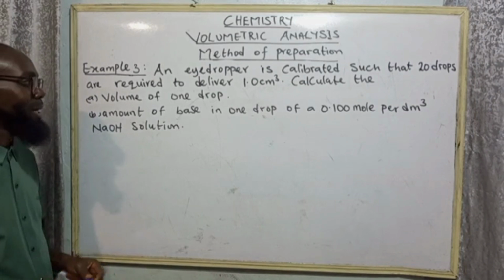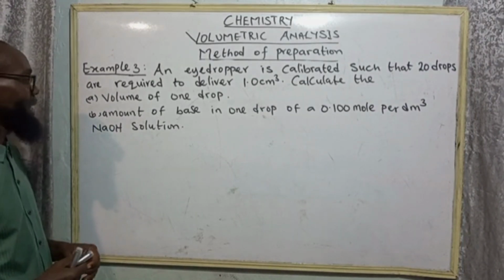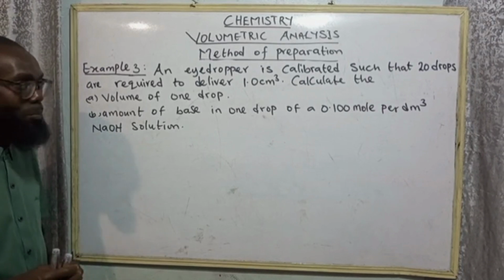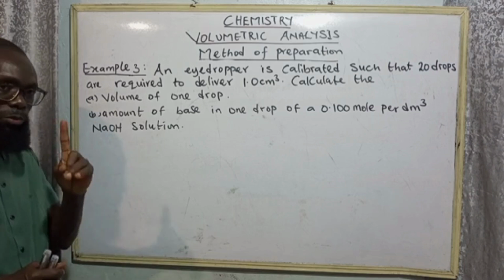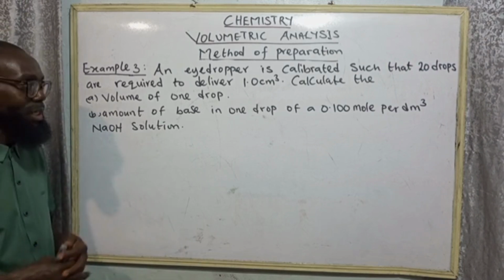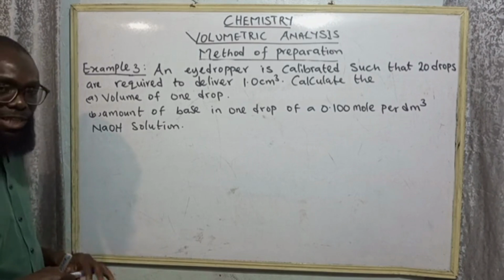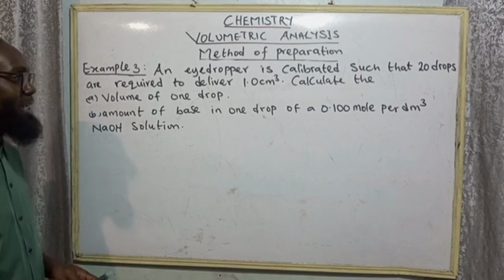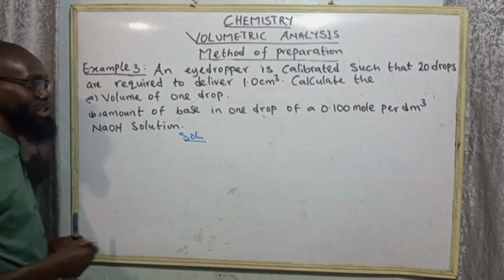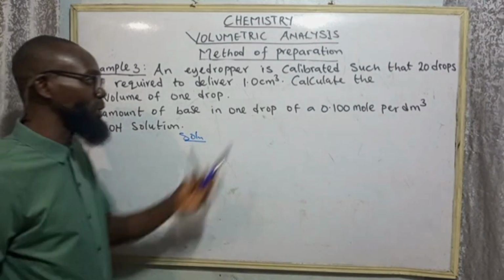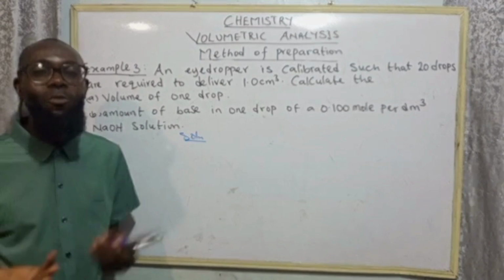Example 3. An eyedropper is calibrated such that 20 drops are required to deliver 1.0 cm³. Calculate, question A, the volume of 1 drop. B, the amount of base in 1 drop of a 0.100 mole per dm³ sodium hydroxide solution. Now looking at this, talking about an eyedropper in which 20 drops of it will give us a volume of 1.0 cm³, then 1 drop will now give us how much volume?